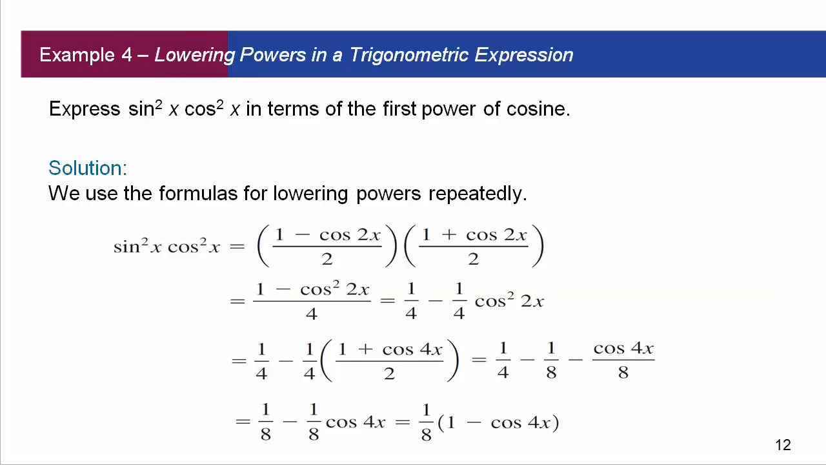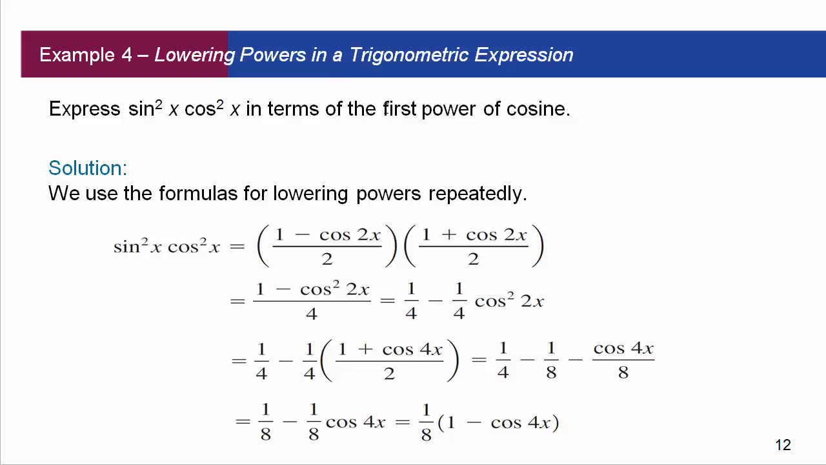Here's an example of putting this to use. All they say is express this in terms of the first power of cosine. I express it in nothing but cosines. Now they can be cosines of 4x or cosines of 2x. They just can't be cosine squared or cubed or anything like that.